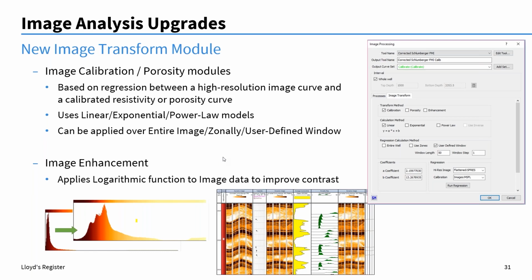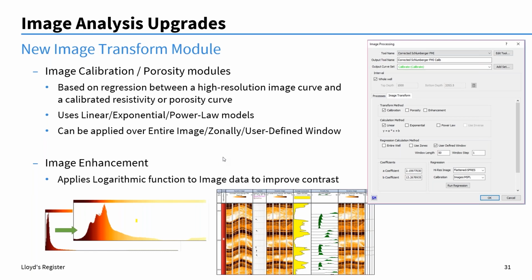And you can do this using one of 3 different models. They're all monotonically increasing, which is key. So linear, exponential, power law. And we can either run it over the entire image, fast but not recommended, or run it zonally or through a user-defined window. And those 2 methods usually come up with a better result.